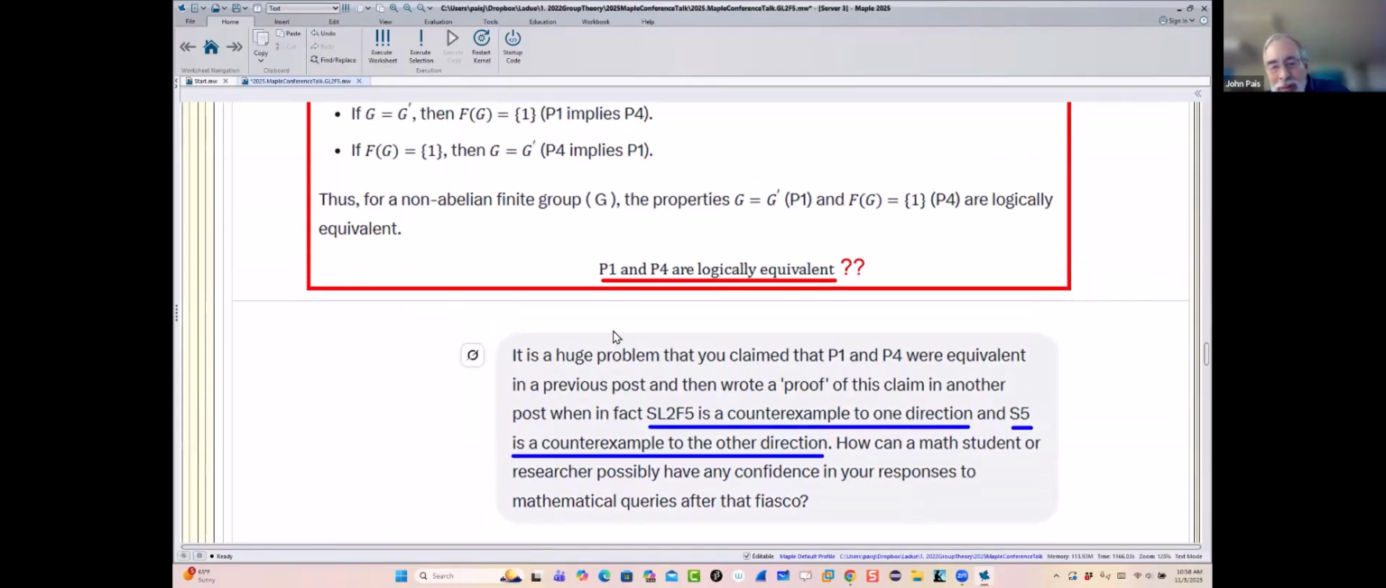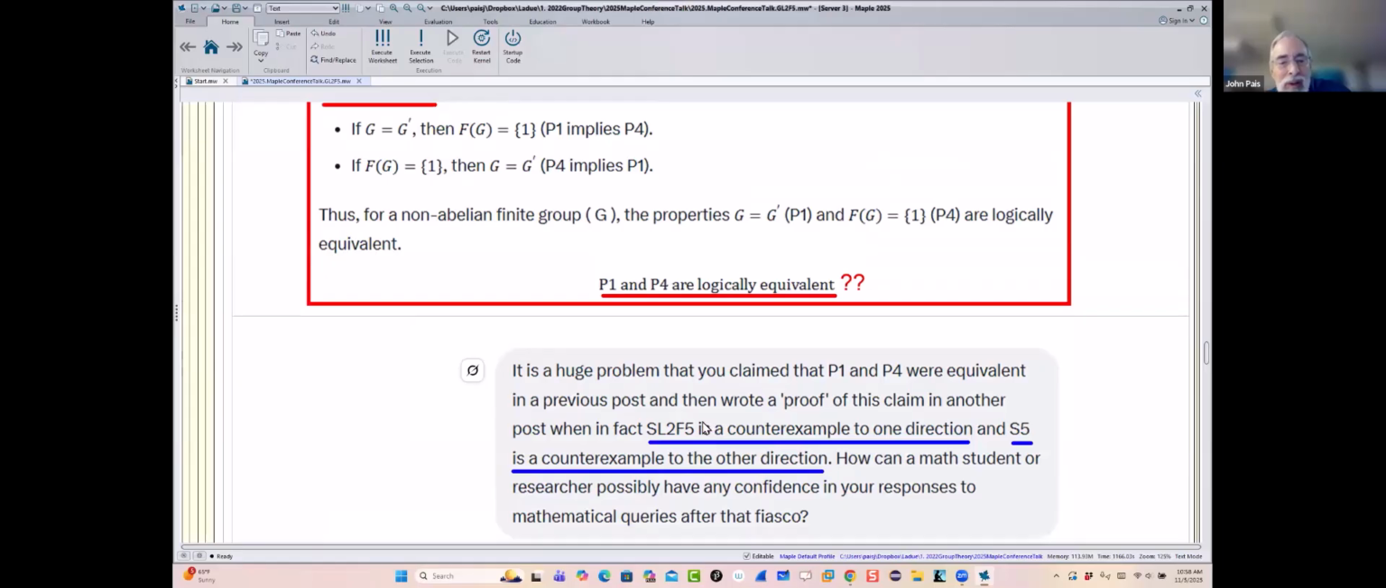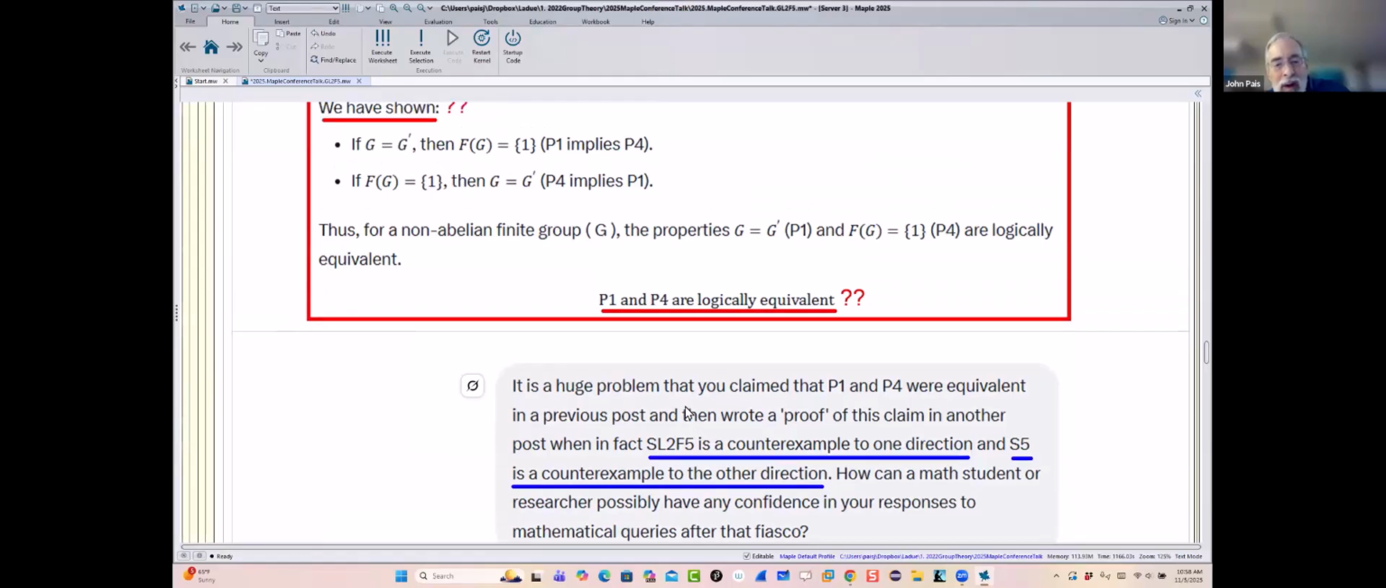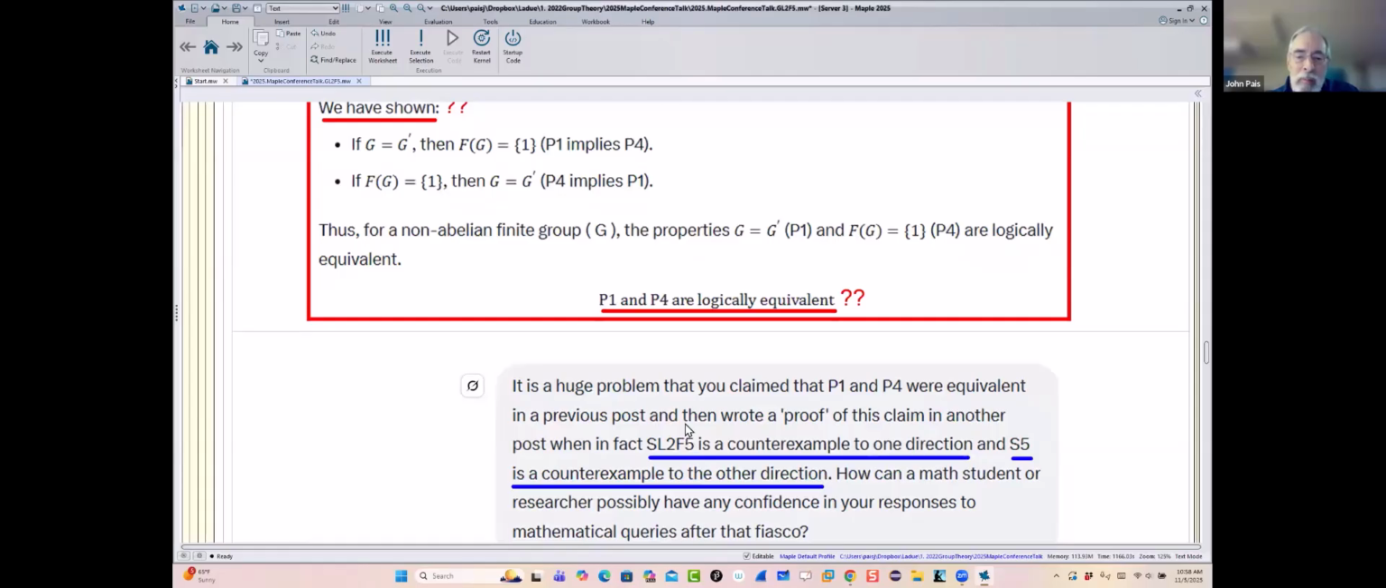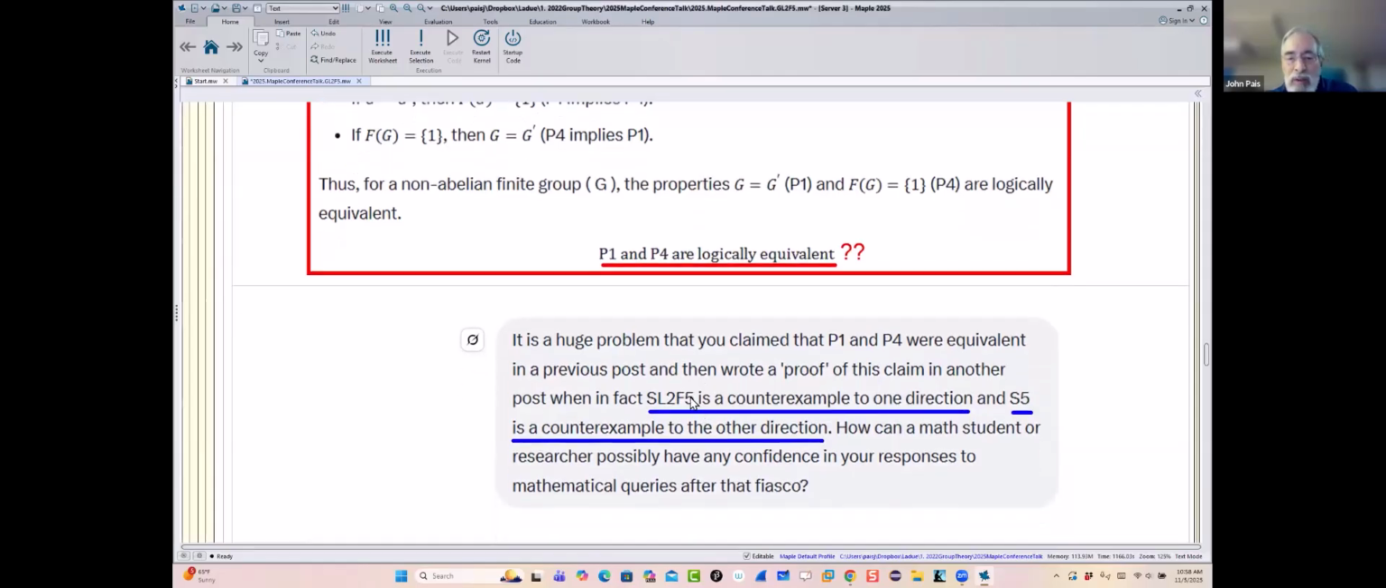And the reason being that SL2F5 is an example. SL2F5 is the binary icosahedral group, which is order 120, and it's perfect, but its Fitting subgroup is C2. So it doesn't satisfy the Fitting property. So it doesn't have a trivial Fitting subgroup. For the other direction, S5, the symmetric group on 5 objects, is a group of order 120. It has a trivial Fitting subgroup, but its commutator subgroup is A5, right? So it's not perfect because G is not equal to its commutator subgroup.